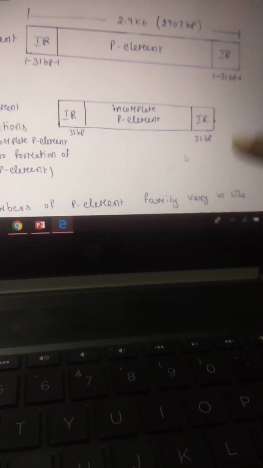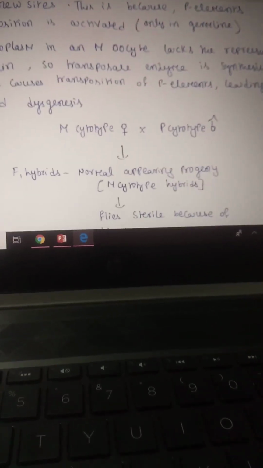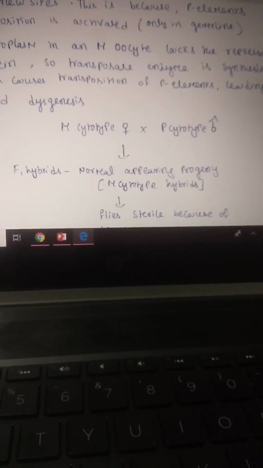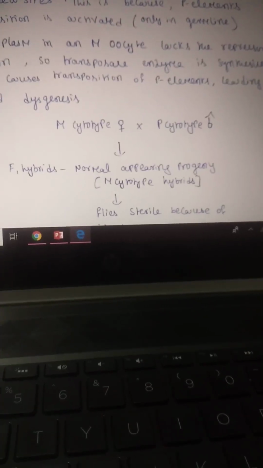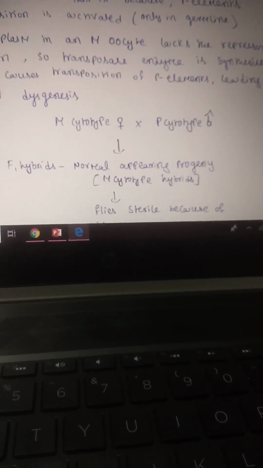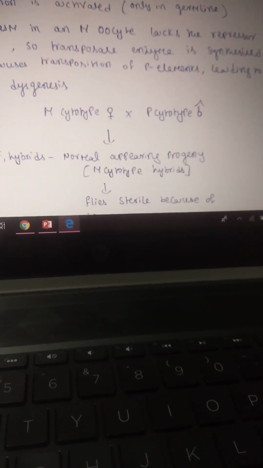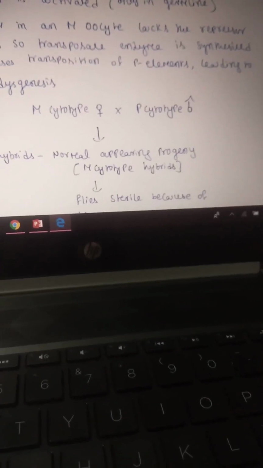Coming to the existence of the P element, P elements are not found in the flies which have been captured before 1950. Before 1950, Drosophila do not have P elements, and these Drosophila are called empty strains. Empty strains are nothing but Drosophila without P element. But later the P elements have invaded the population of Drosophila.